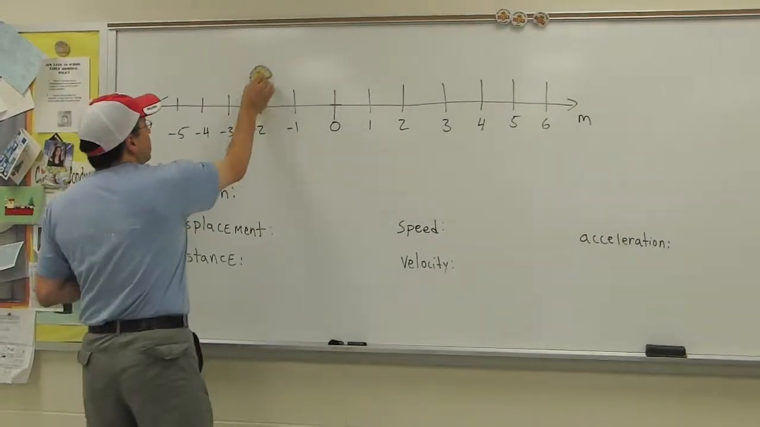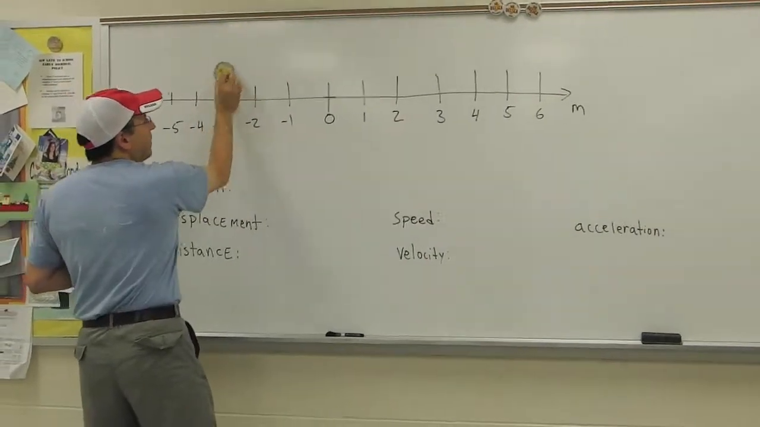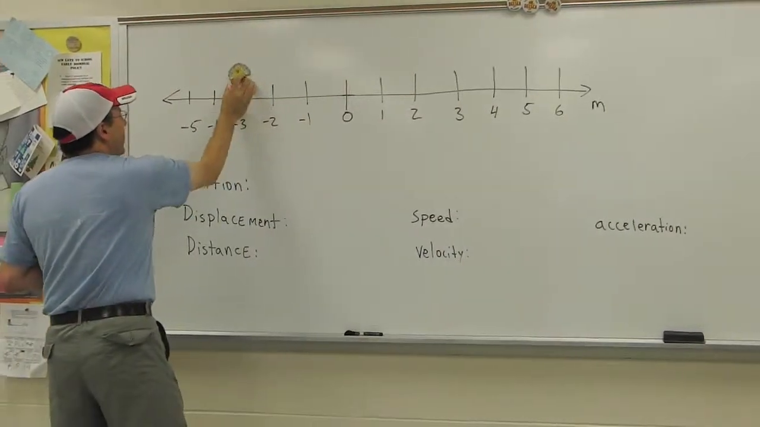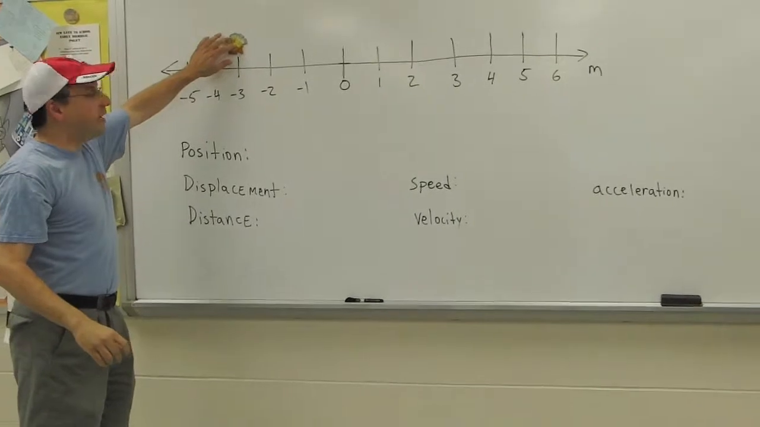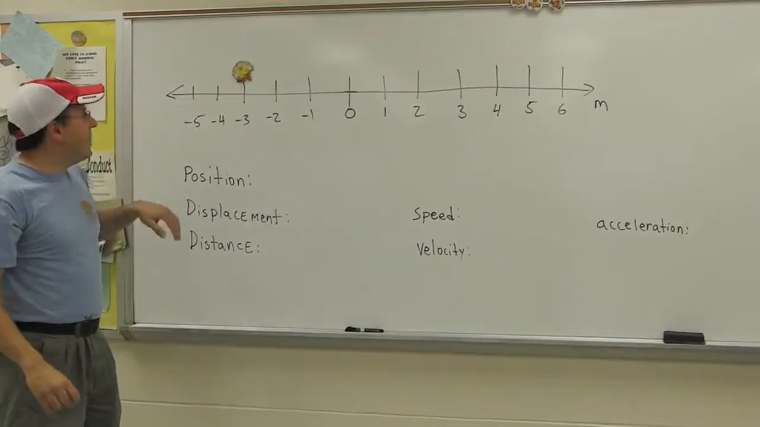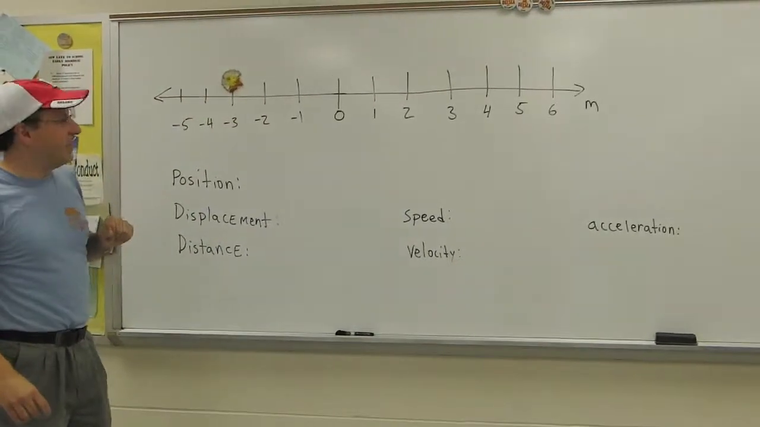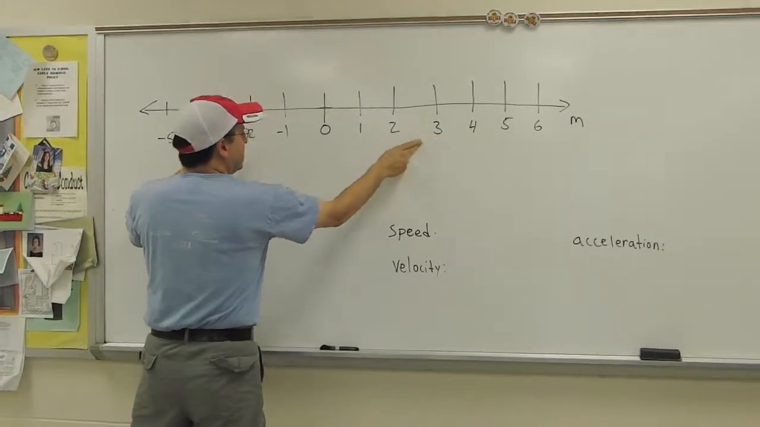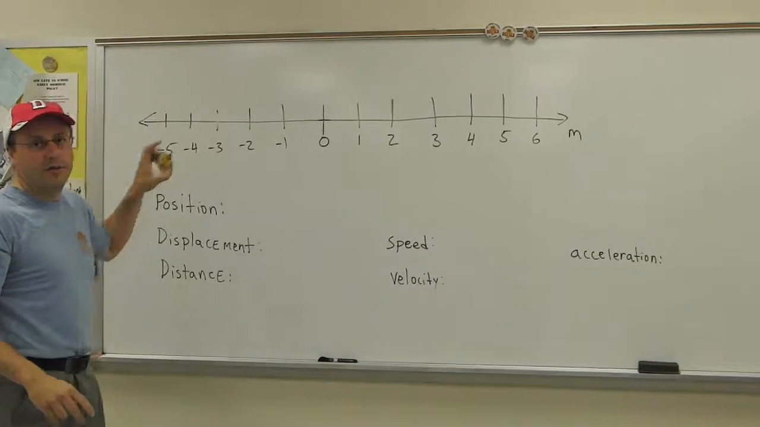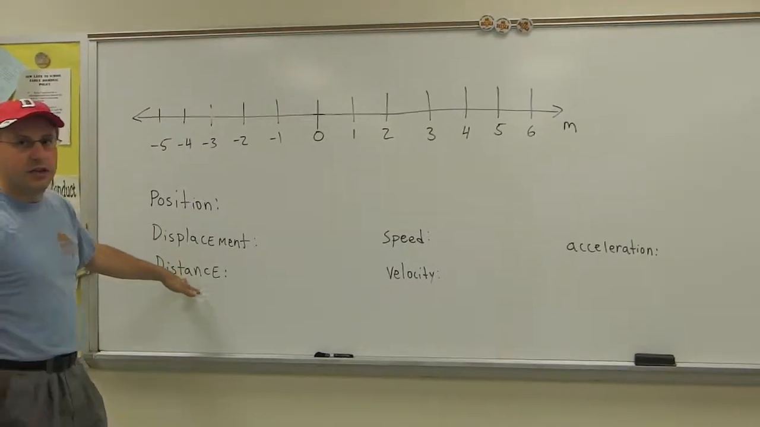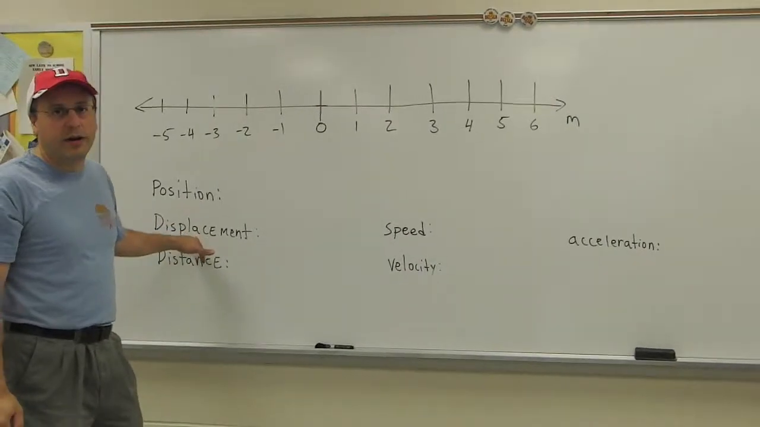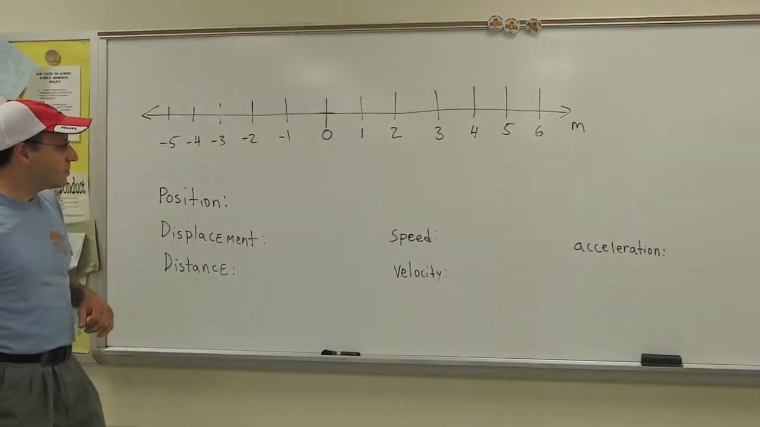If chicken man starts at -3, moves to +3, and then comes back to -3, his displacement is 0. He ended at the same place he started. But his distance traveled would be 6 plus 6, which is 12. So distance is the total ground you cover, whereas displacement just depends on where you start and where you end.